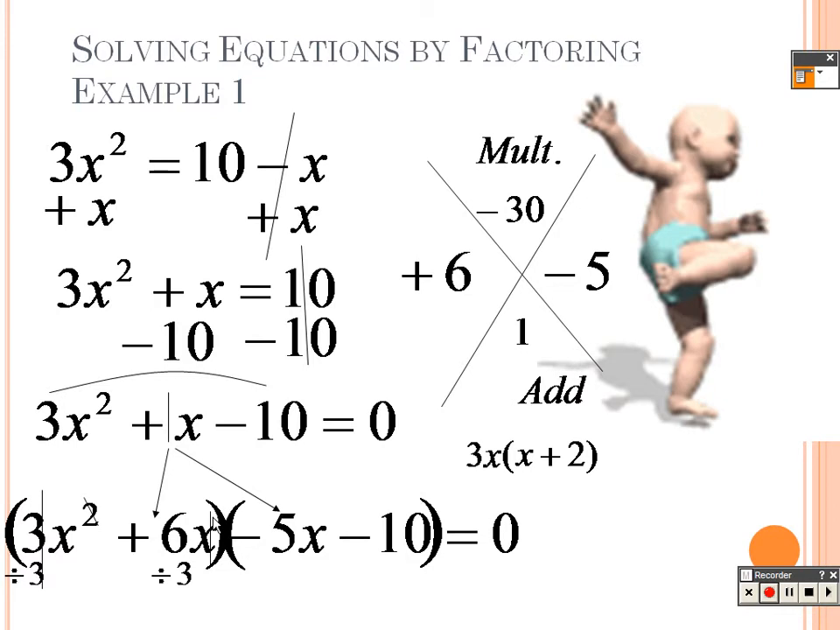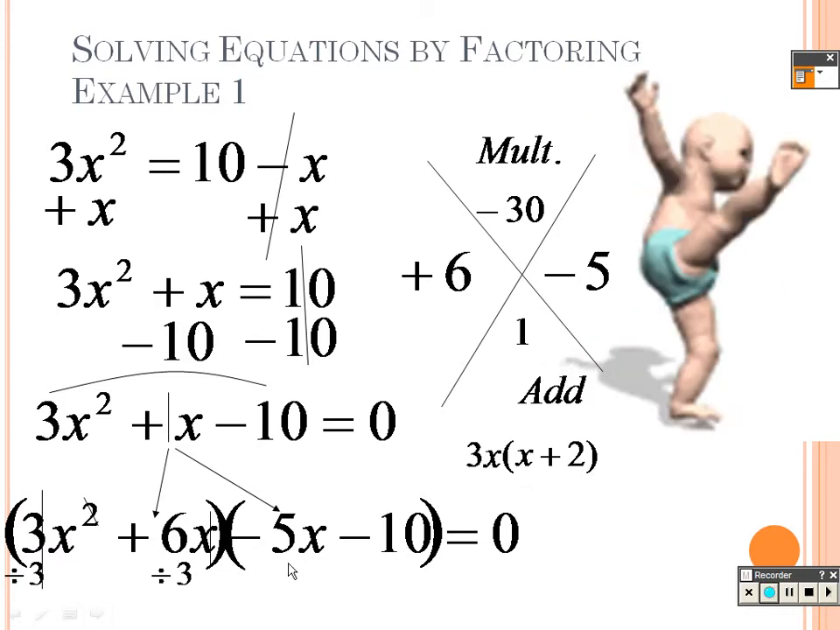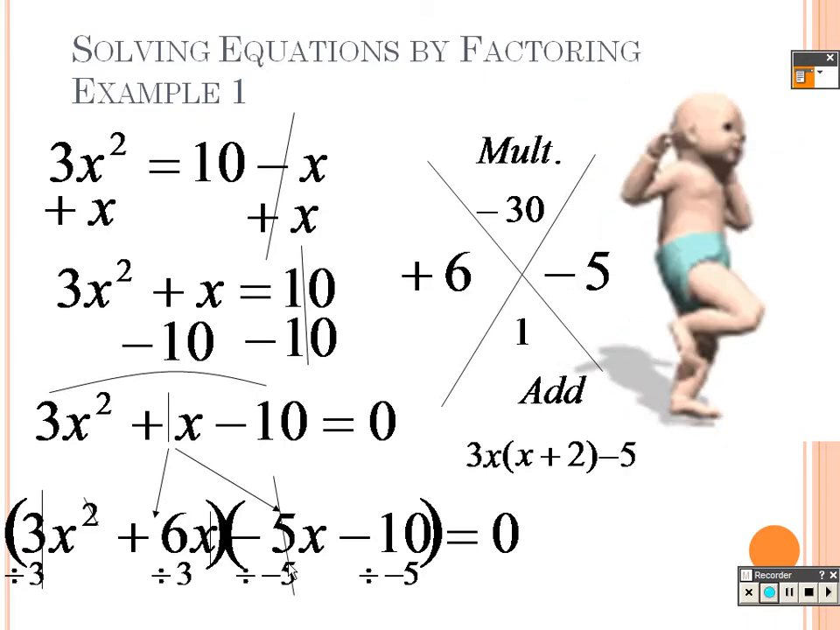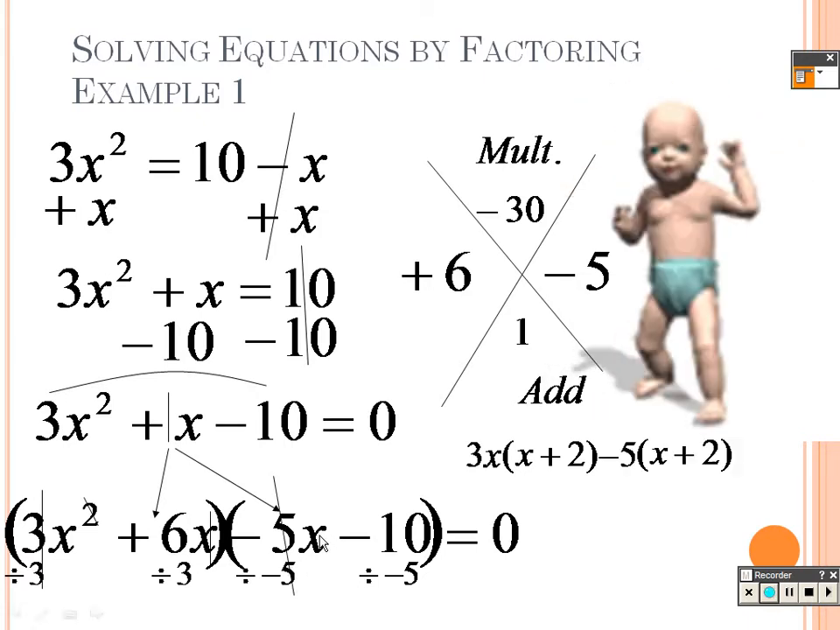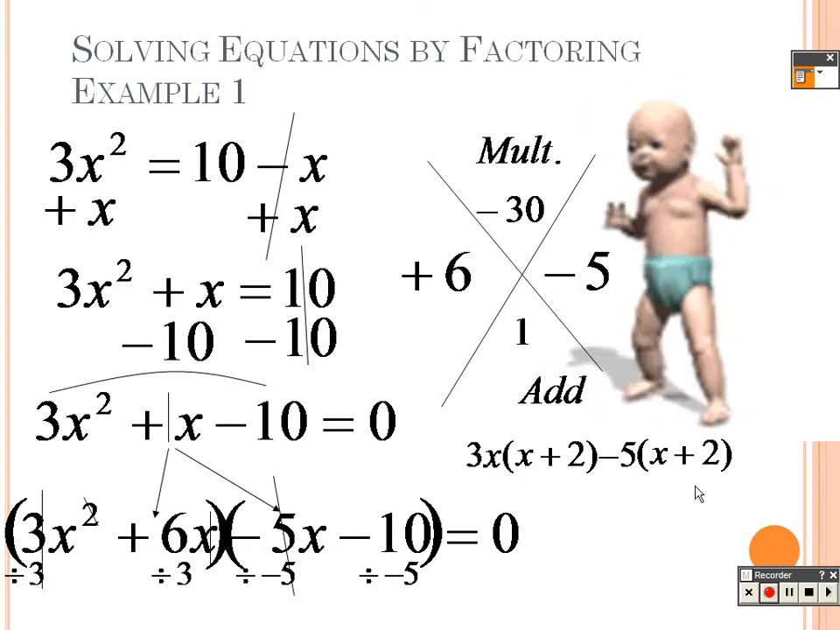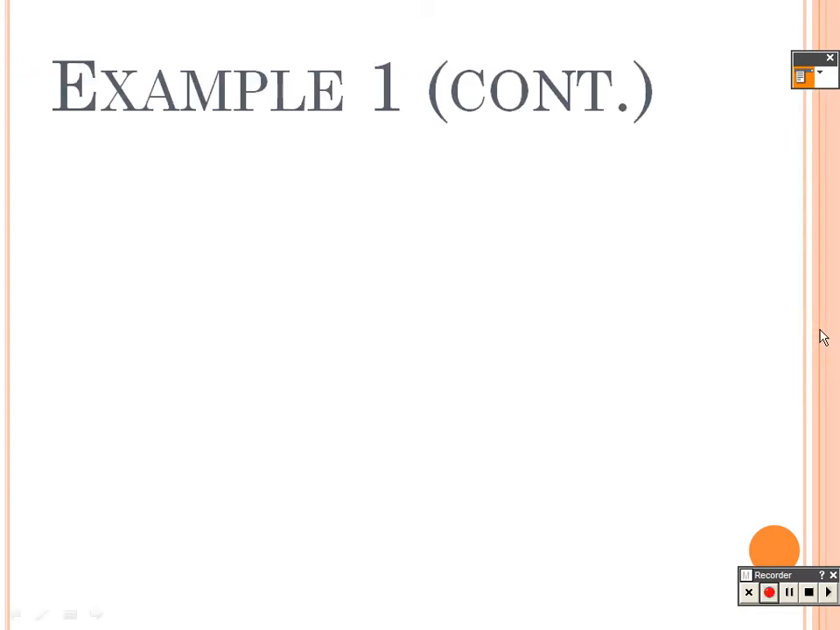So how can I make this grouping look like an x plus 2? Well, if I take a negative 5 out of both, I'm left with an x plus 2, because negative 10 divided by negative 5 is 2. So when I put these together, I take whatever's out in front, and I get a 3x minus 5, and I drop one of those down. So I get a 3x minus 5 and an x plus 2. And now remember, they're set equal to 0. So I need to solve them.